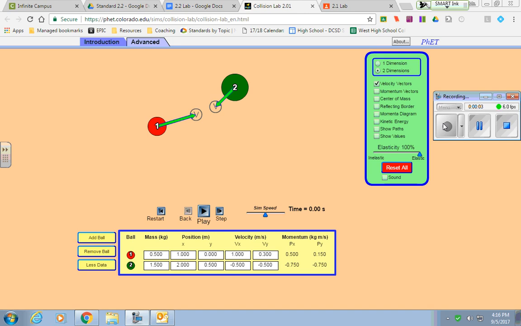Hello, this is going to be a pretty in-depth look at momentum in two directions, or two dimensions. What's really nice about this simulation is they give you the F of x values, the F of y values, the p of x values, and the p of y values.